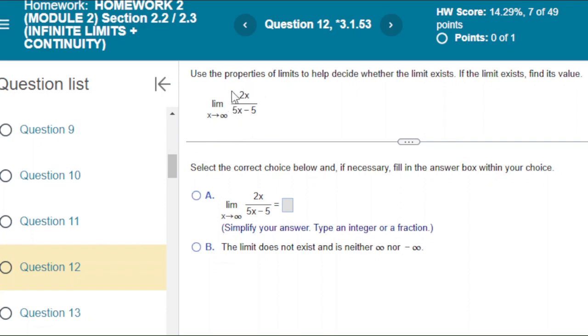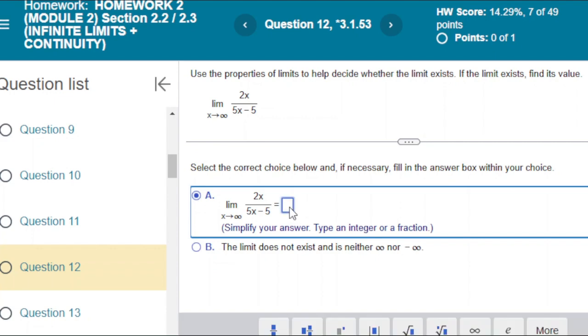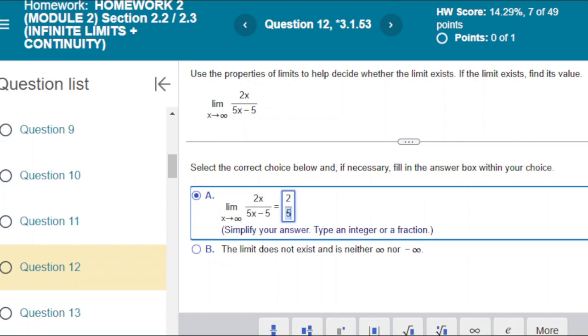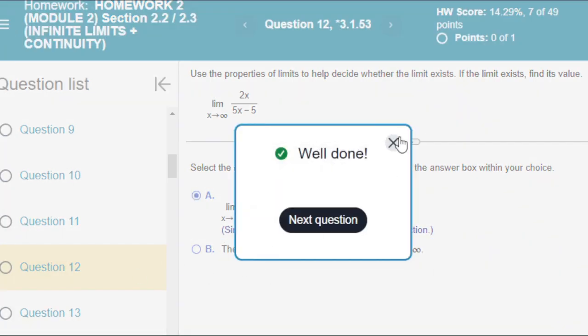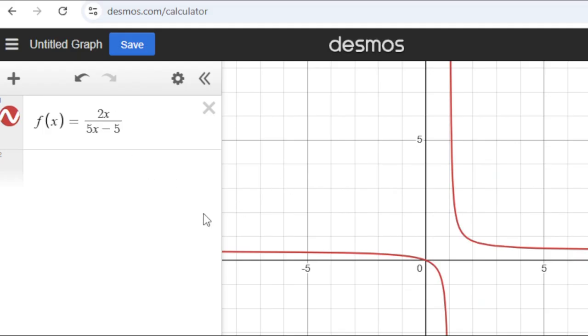The quick way of knowing the answer is, if you have a rational function like this, a polynomial over a polynomial, and the polynomial on top has the same degree as the polynomial on the bottom, then you look at the leading coefficient. Notice it's a degree 1 polynomial here, a linear function. This is also degree 1. So you look at the leading coefficients, 2 and 5, and 2/5 is our answer. In fact, let me check this answer, 2/5 here, or 0.4. But actually, let's go into Desmos and see if we can understand this a little bit better.